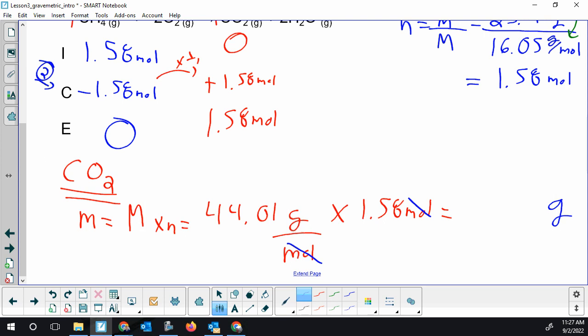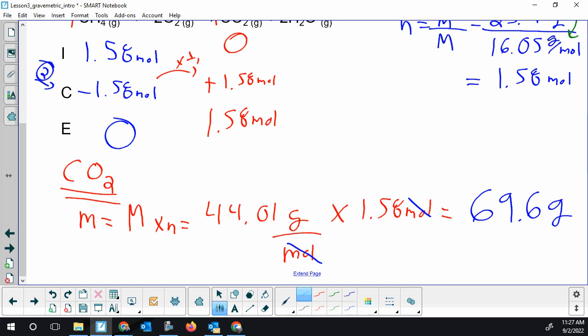Now you'd want to keep that 1.58. I don't remember how I rounded it, but you have all those digits in your calculator. You multiply by 44.01, and now at the very end you're going to round. And so my final answer is 69.6 grams.